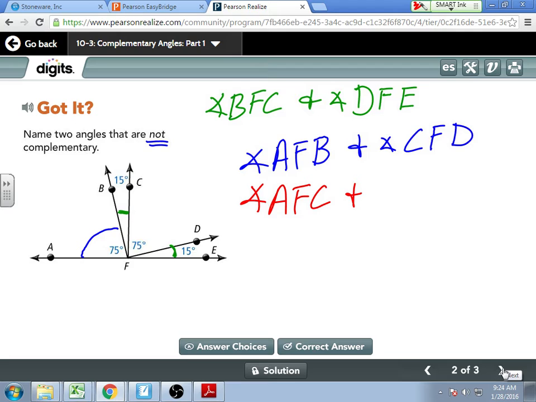But if we want to get really creative, let's use CFE, and these are actually supplements. They are supplementary to each other because AFC is right here and CFE is right there. They're both 90. That would actually be a supplementary pair, but it's not complementary.